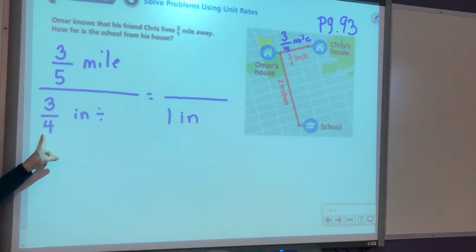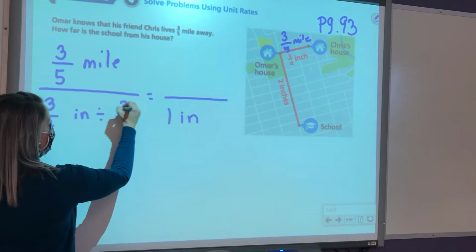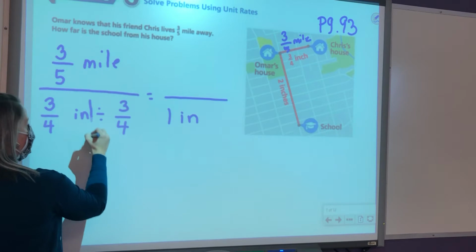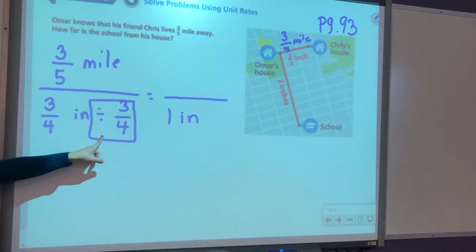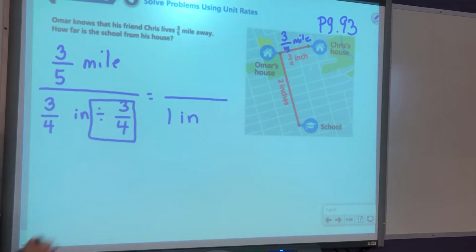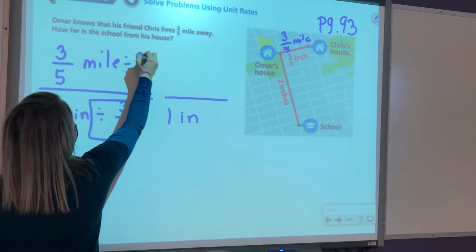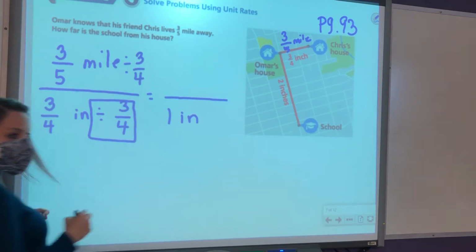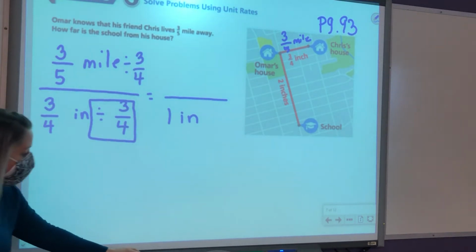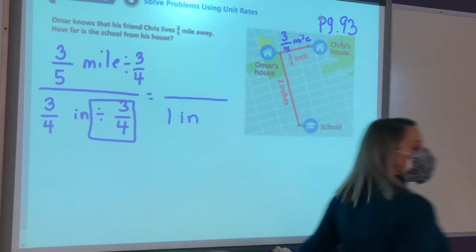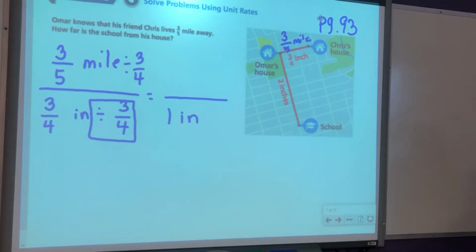Any number divided by itself is? Very good. So if I divide by 3/4 here, you have to do it all in. Very good. But you have to flip. Okay? So if we want to do it by hand, we can just multiply by the reciprocal, right?